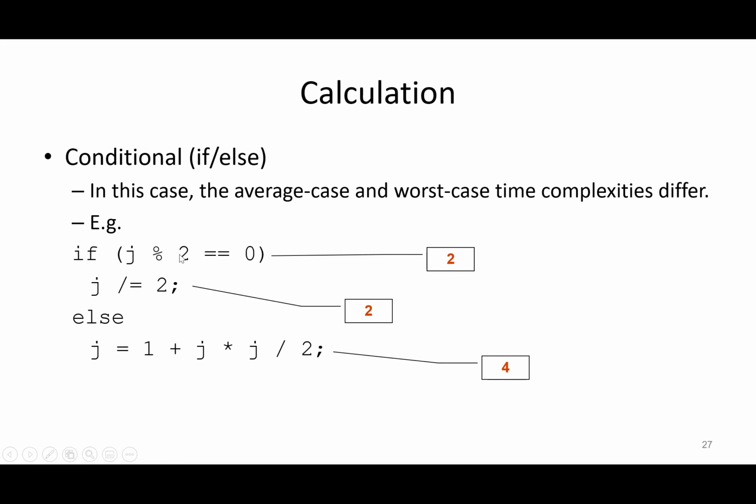If this is true, then I execute this statement, j equals j divided by 2, which requires 2 operations. Else, I execute this part where I put j equals 1 plus j multiplied by j divided by 2. How many operations? Assignment 1, plus 1, multiplication 1, division 1. So 4 operations. So how do we calculate the time complexity for this one?